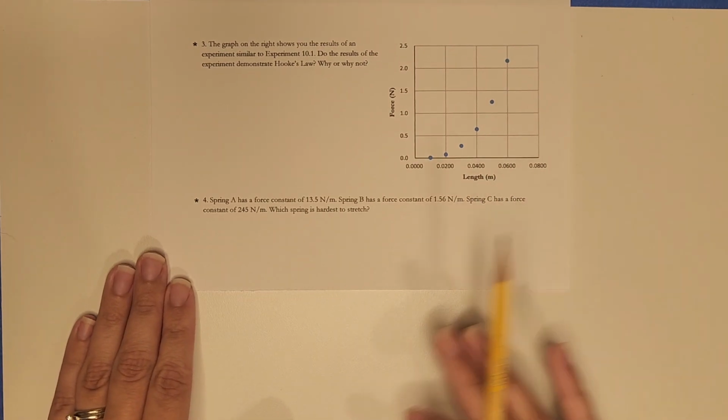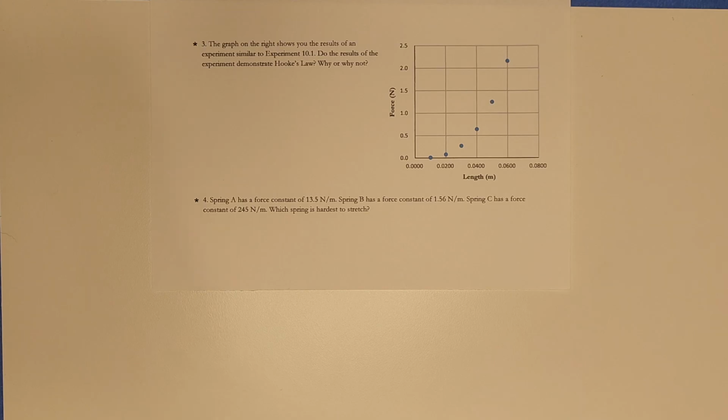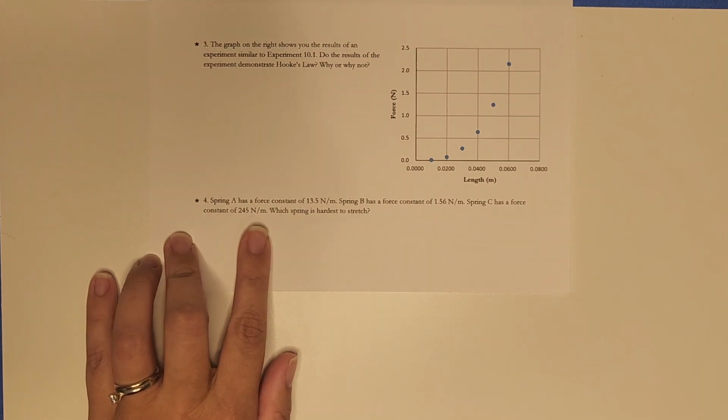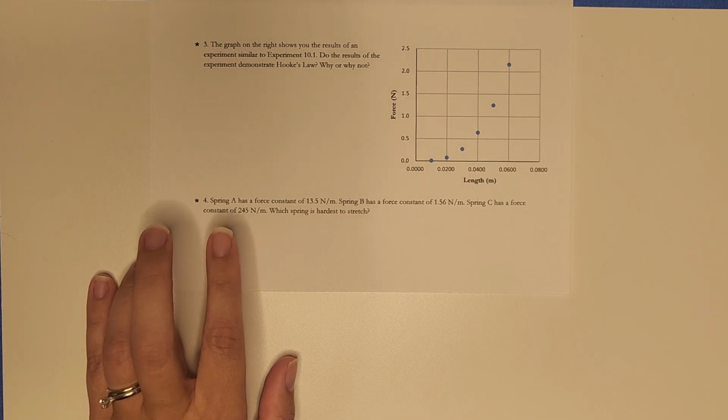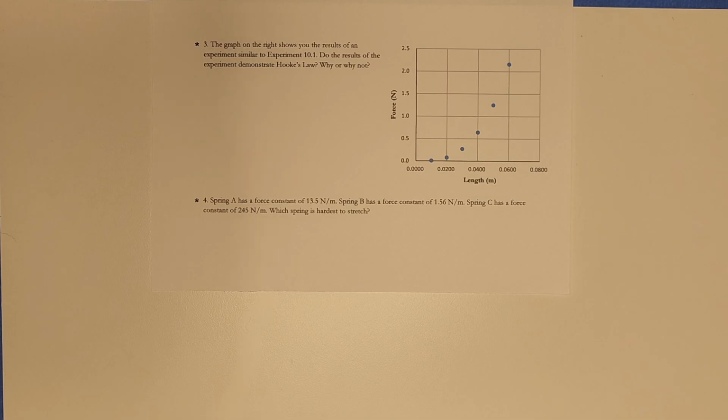For question 4, spring A has a force constant of 13.5 newtons per meter. Spring B has a force constant of 1.56 newtons per meter. Spring C has a force constant of 245 newtons per meter. Which spring is hardest to stretch? And that's of course going to be spring C with the highest force constant. And that's because the larger the force constant, the more that spring is going to fight being stretched from that equilibrium position.